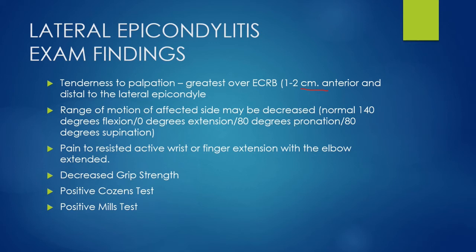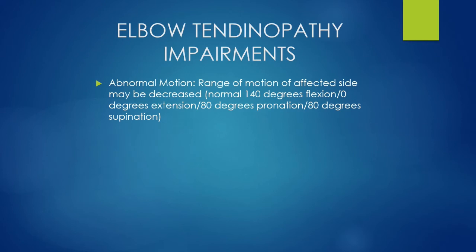And then by orthopedic examination, we're going to see positive Cozen's and positive Mills tests, which are basically just various forms of resisted wrist extension testing involving either radial or ulnar deviation. So when it comes to providing for permanent impairment for these examinees, one of the impairments to consider has to do with abnormal motion. So if there's any loss of range of motion of the affected side, that would qualify for a permanent impairment rating due to abnormal motion.